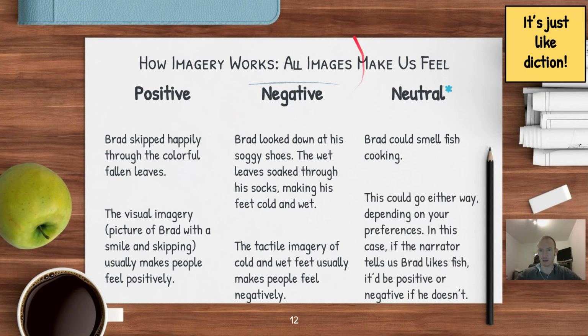There's a little tricky part though. That's why there's a little asterisk. This could go either way depending on your preferences. In this case, if the narrator told us beforehand that Brad likes fish, then this is a pleasant smell imagery. But if the narrator had told us previously that Brad didn't like the smell of fish, or didn't like fish at all, then this would be a negative. It kind of depends on what the narrator gives us for cues.